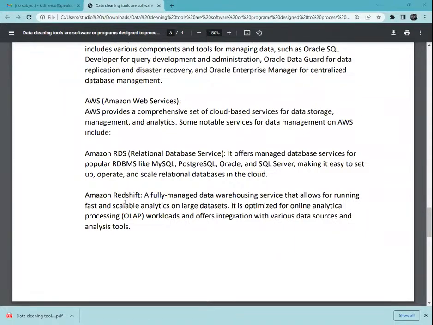All right. So the Amazon Redshift, a fully managed data warehousing service that allows for running fast and scalable analytics on very large data sets. It is optimized for online analytical processing workloads and offers integration with the various data sources and analysis tools. You guys must have left something very important: this Amazon Redshift.